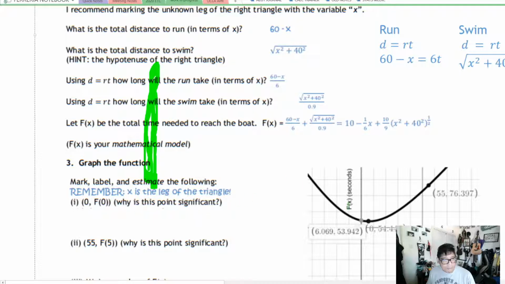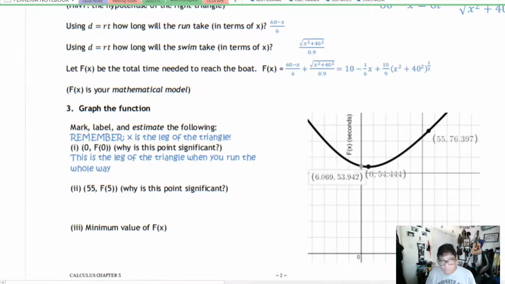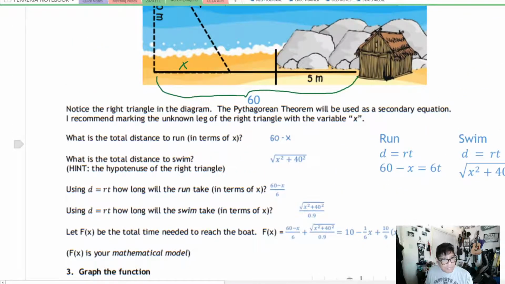Here's a graph, and we have 0, f of 0. Why is that important? We just talked about that. That's the leg of the triangle when you run the whole way. In other words, you've run the full 60 meters, and then you're going to swim the full 40 meters. The next one is 55 and f of 5. Well, what would happen when x is 55?